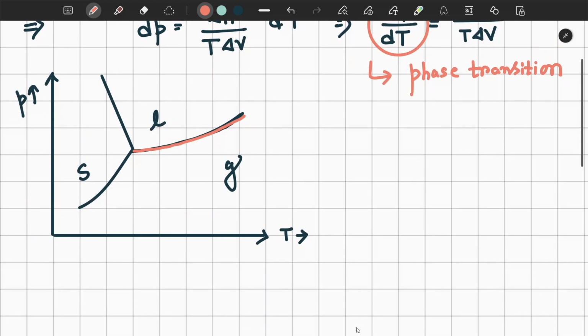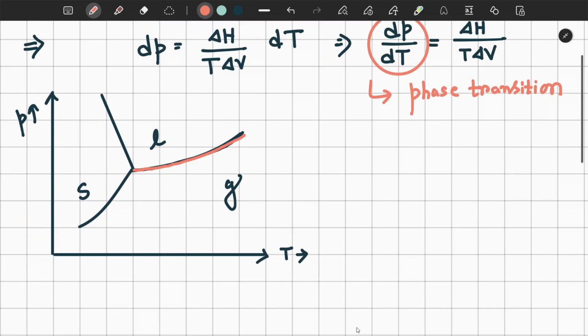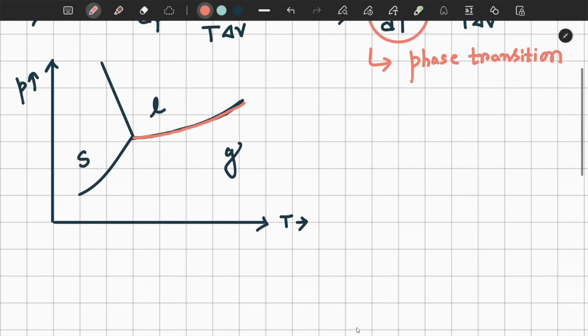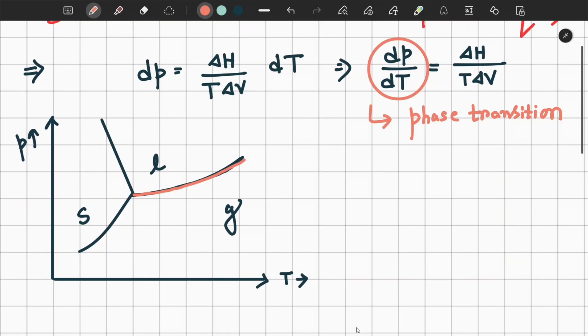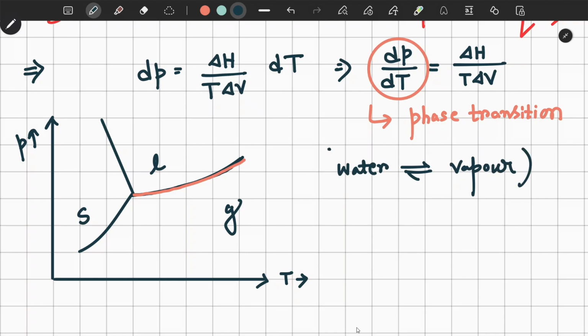For phase transition, dP and dT are both zero? No. Just consider this liquid-gas curve, meaning water to vapor. This water to vapor is a phase transition process, which occurs at 1 atm and 373 Kelvin.